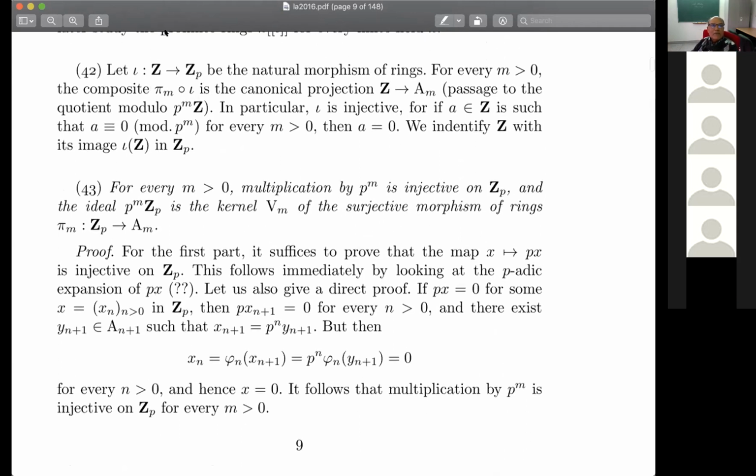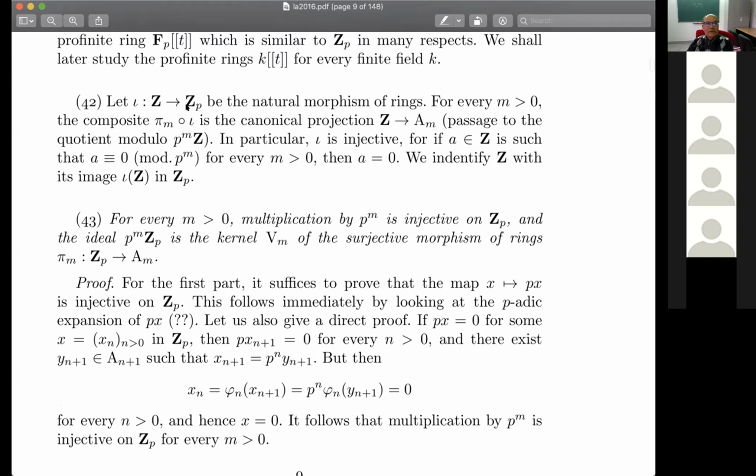And of course, there's a natural map from Z to Zp, a natural homomorphism of rings. That's there. There's a homomorphism of Z to any ring whatsoever, right? But in this case, I claim that this homomorphism is injective. So that's one way of seeing that Zp doesn't have characteristic p, because the map from Z to Zp is injective.